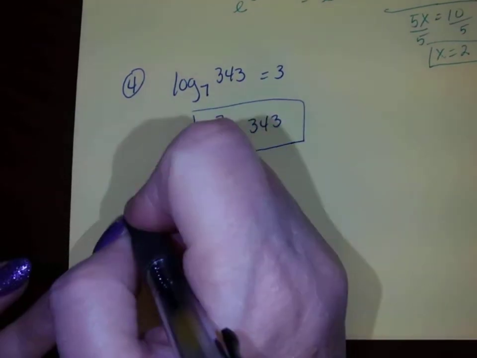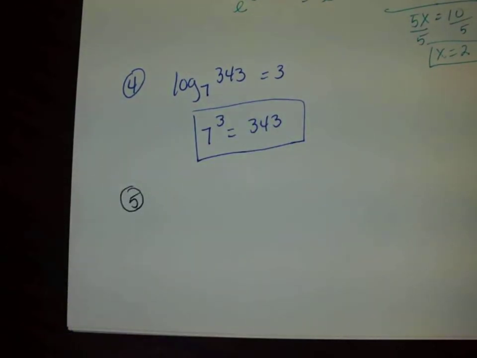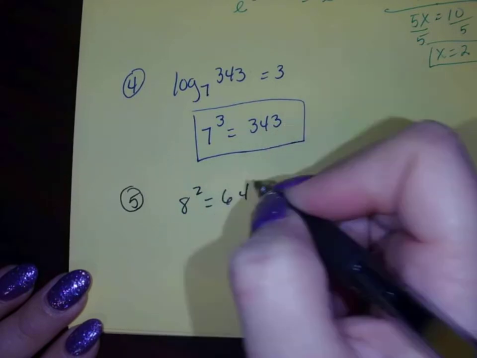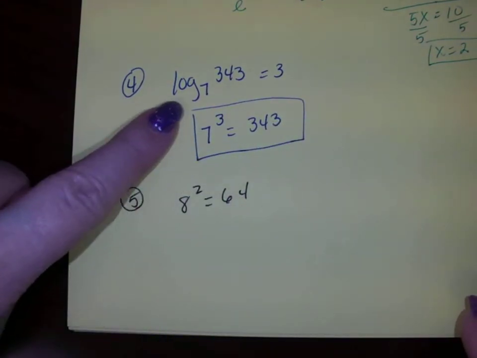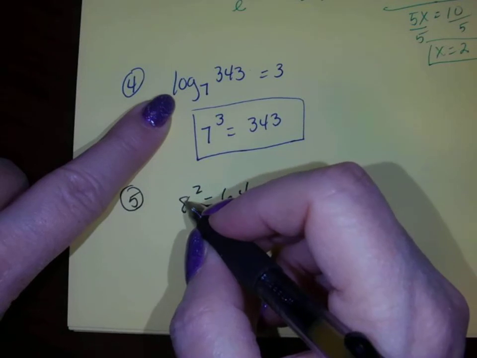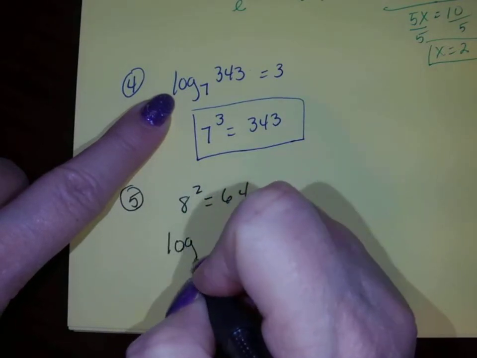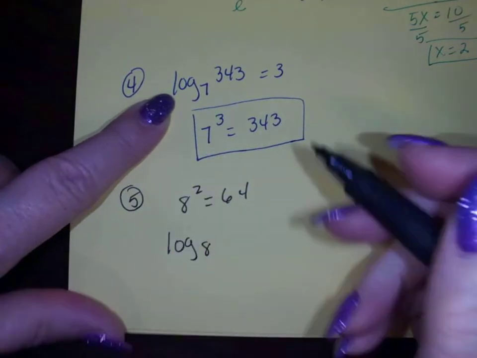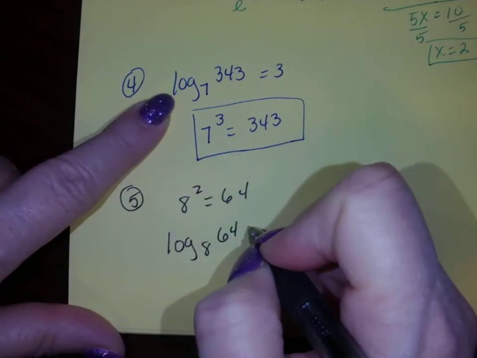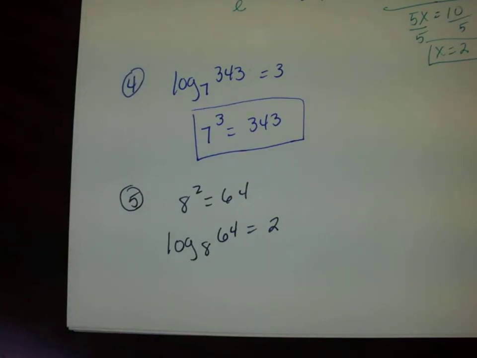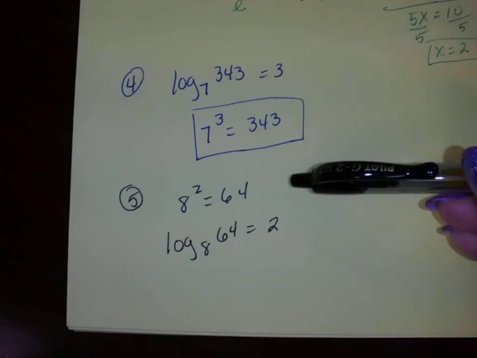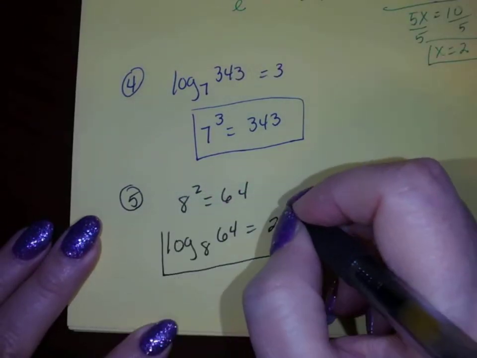Number 5, we are asked to rewrite the equation in equivalent logarithmic form. So we have 8 squared equals 64, and we want to change this to look like it has a log. So again, the base will stay in the same place, as in it'll become log base 8, and then the 64 and the 2 will change places. So log base 8 of 64 is equal to 2. All right, so that's changing from a log to an exponential and an exponential to a log.